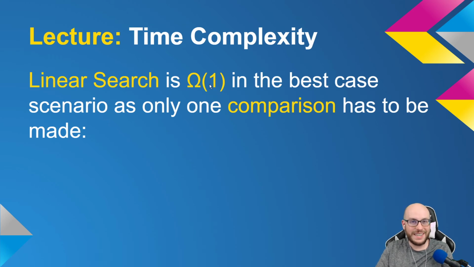What this technically means is that the number of comparisons is constant, meaning the best case scenario doesn't really change. As the array gets bigger, the best case scenario is still the same. The element that I look for is the first element. That is technically what this means. But if it helps you think about this as you make one comparison, that's fine with me.